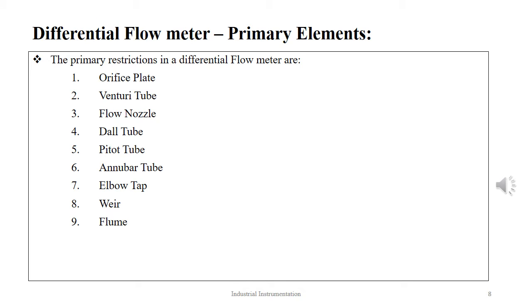The primary element causes restriction in the path of flow and produces differential pressure. The primary elements of a differential flow meter can be Orifice Plates, Venturi Tubes, Flow Nozzle, Dall Tube, Pitot Tube, Annubar Tubes, elbow taps, Weir and Flume.